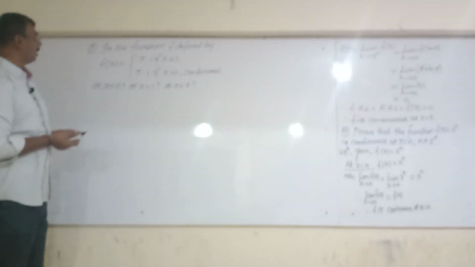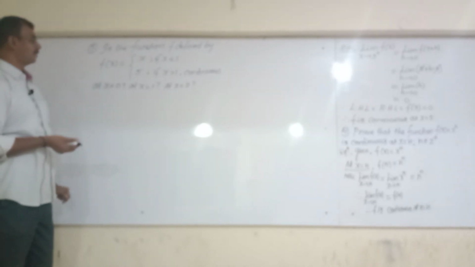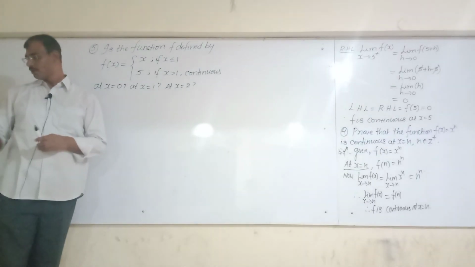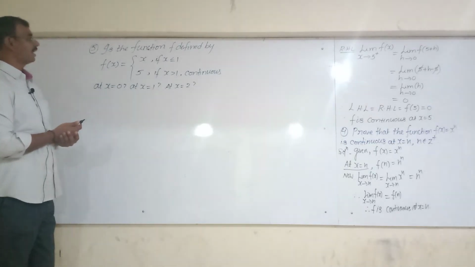That is the first question. At x is equal to 1, second problem. At x is equal to 2, third problem. This is the fifth problem. So we have to examine at x equal to 0, at x equal to 1, and at x equal to 2. In all three cases we have to examine whether it is continuous or not.